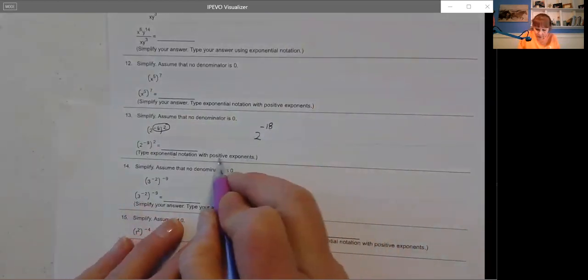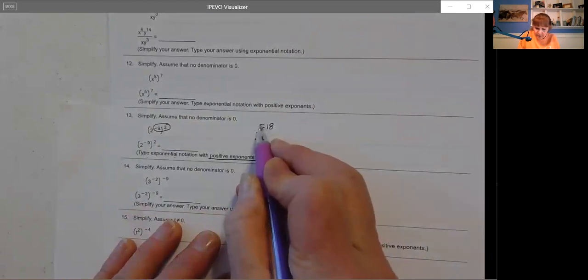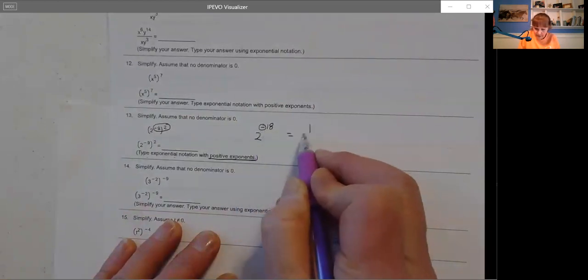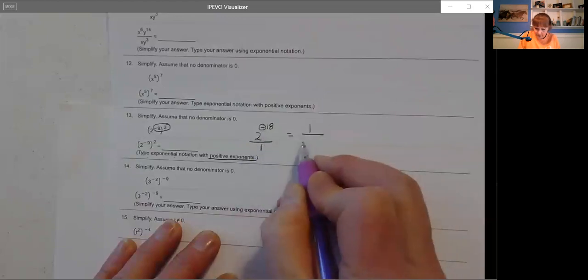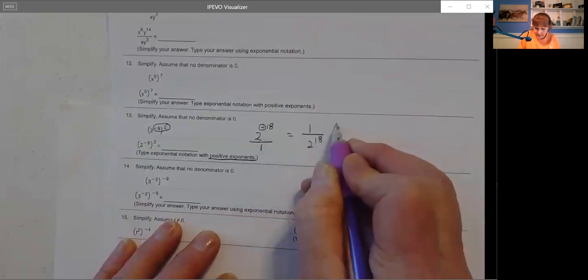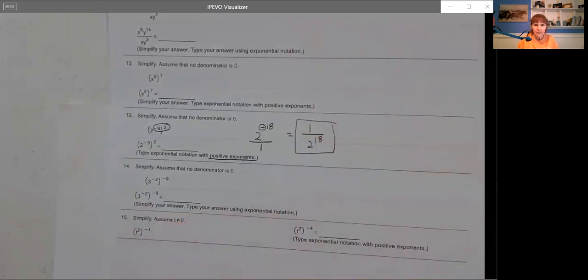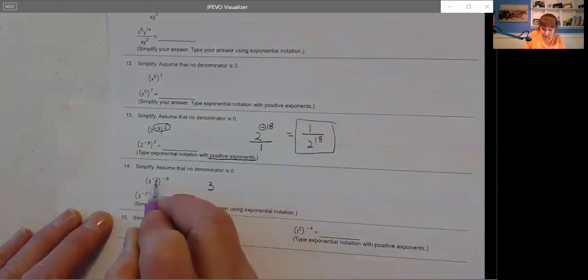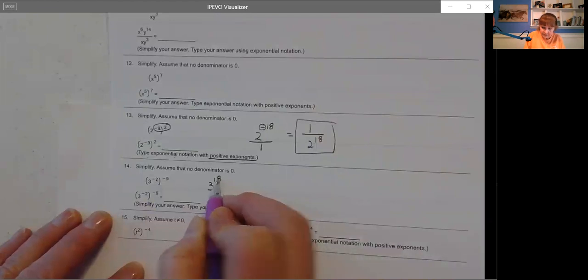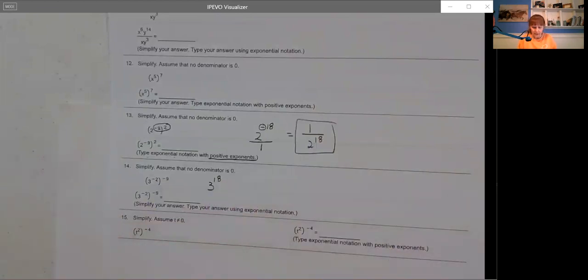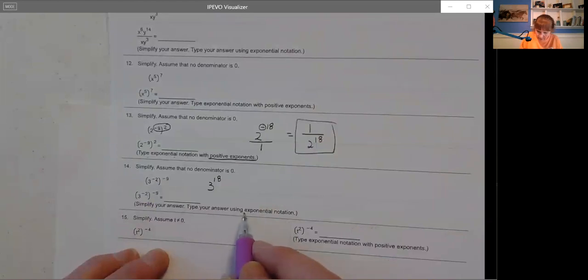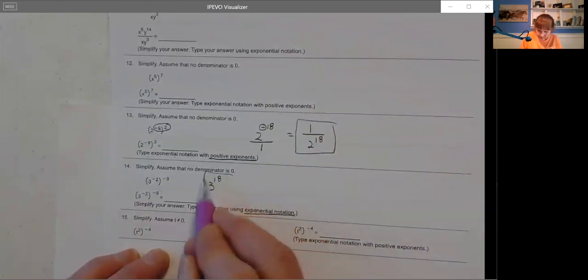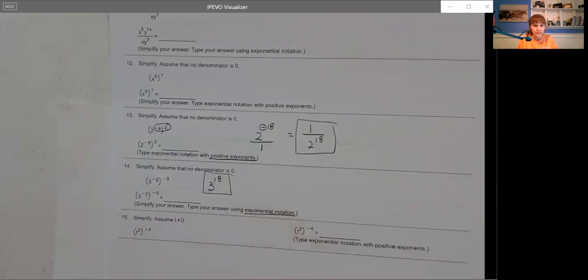Well, they want it written with positive exponents. So this means change its position. It's in the numerator right now. So then it'll be 2 to the 18th. And that's your answer. Okay, it's written with positive exponents. But now if you look at 14, a power to a power, when you multiply those, you get positive 18. So how do they want your answer? Type your answer using exponential notation. There's your answer. All righty.